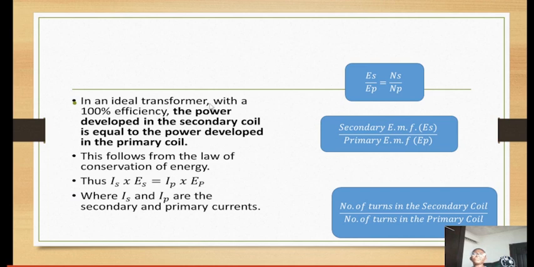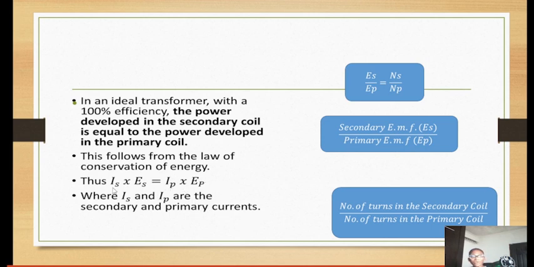So in an ideal transformer with 100% efficiency, the power developed in the secondary coil is equal to the power developed in the primary coil. So that's what we have been saying. This follows from the law of conservation of energy. The current in the secondary multiplied by the EMF in the secondary is equal to the current in the primary times the EMF in the primary. That is, IS ES = IP EP, where IS and IP are the secondary and primary currents.